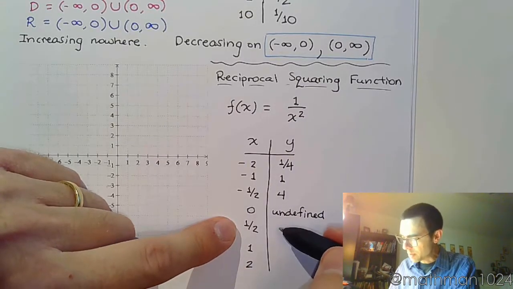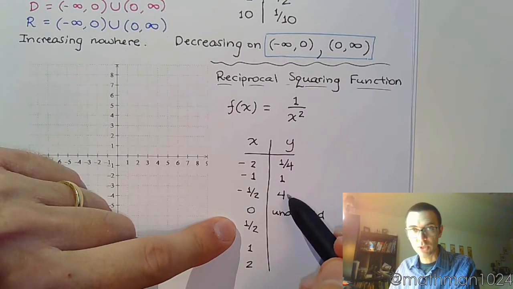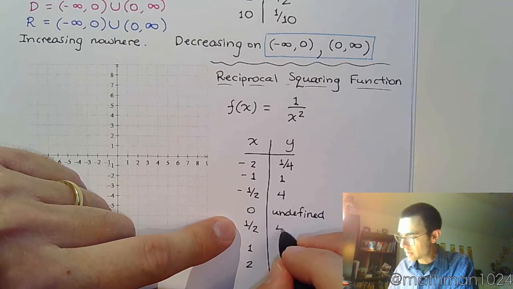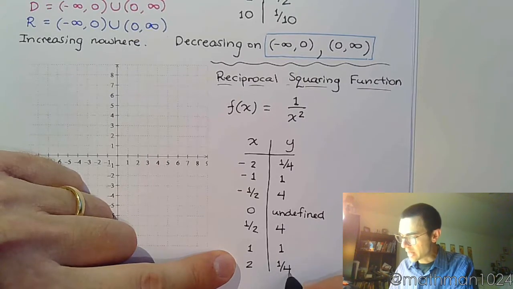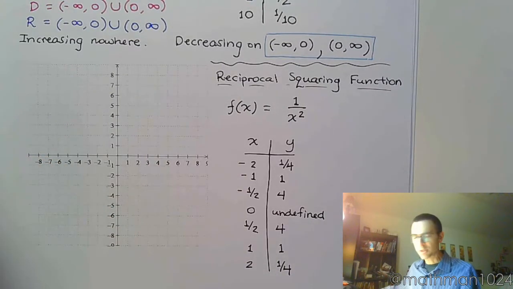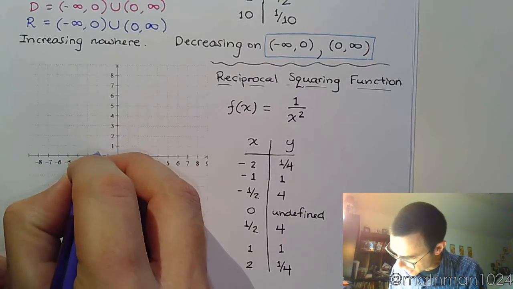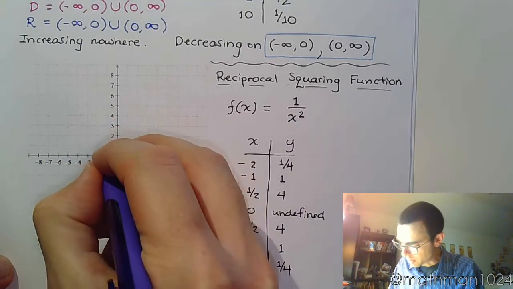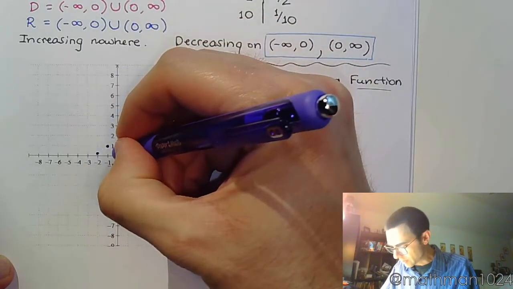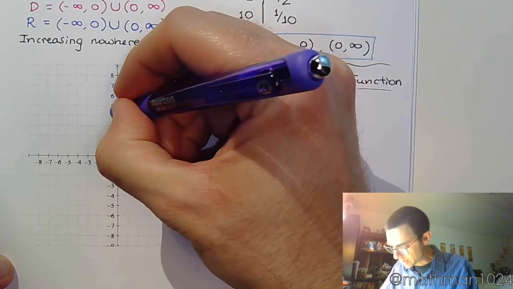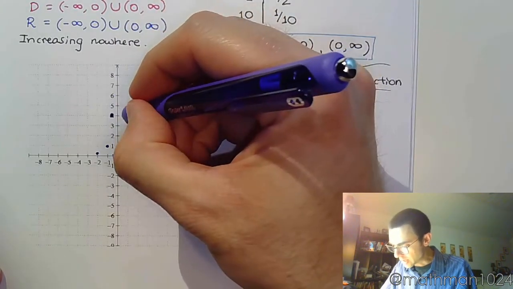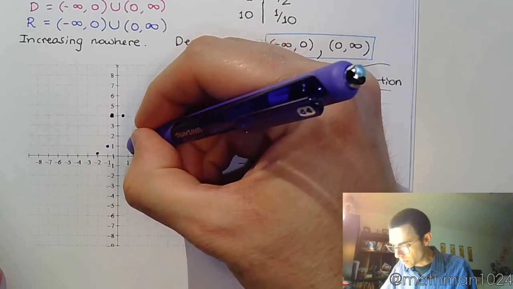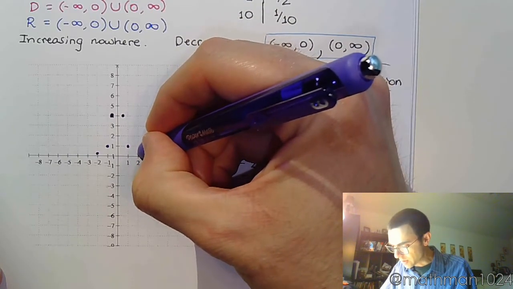You're going to notice that these output values on the other side are going to mirror what you see here. When I plug in 1/2, I'm going to get 4, then I get 1, and I get 1/4. Alright, so let's plot these points and see what we have. So negative 2 is a positive 1/4, negative 1 is positive 1, negative 1/2 is positive 4, like that. And then we see the symmetry on the other side. 1/2 is 4, 1 is 1, and 2 gives me 1/4.